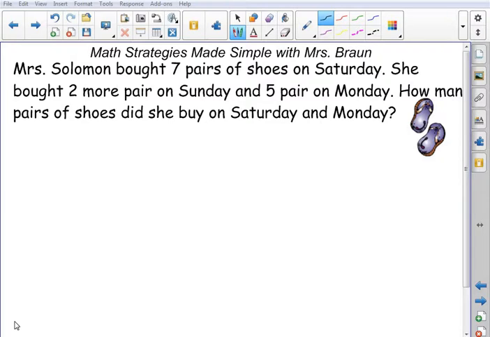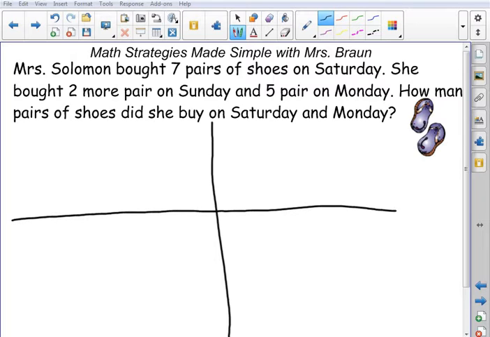Mrs. Solomon bought 7 pairs of shoes on Saturday. She bought 2 more pairs on Sunday and 5 pairs on Monday. How many pairs of shoes did she buy on Saturday and Monday? So what I'm going to do is split up the space that I have here into 4 equal sections, and each one's going to have a specific purpose.